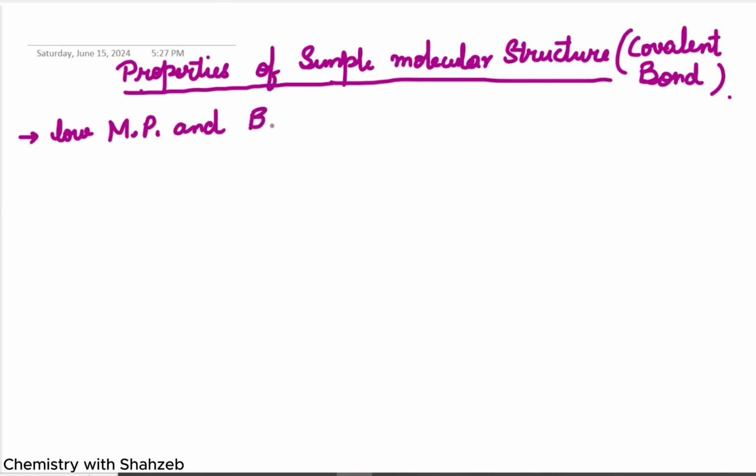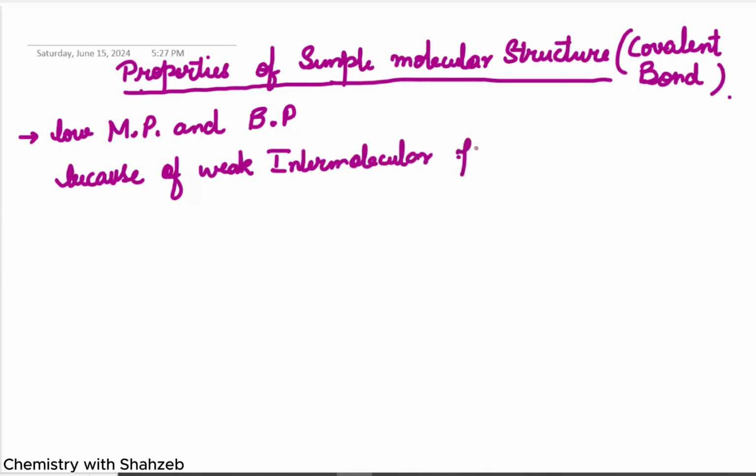Okay, in the paper they are going to ask you why they have low melting point and boiling point, or this kind of question, so you have to answer them: because of weak intermolecular force or van der Waals force. You can write either answer. They have low melting and boiling point because of weak intermolecular force of attraction.